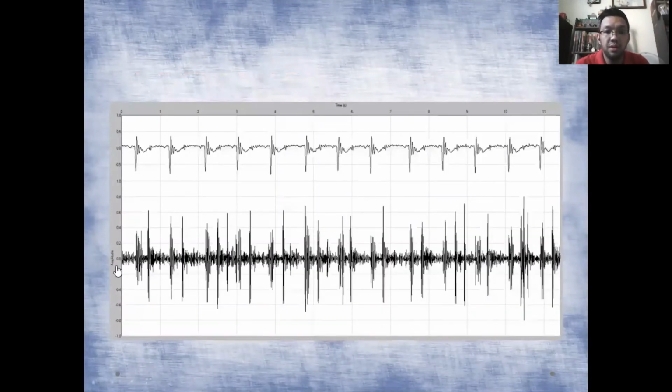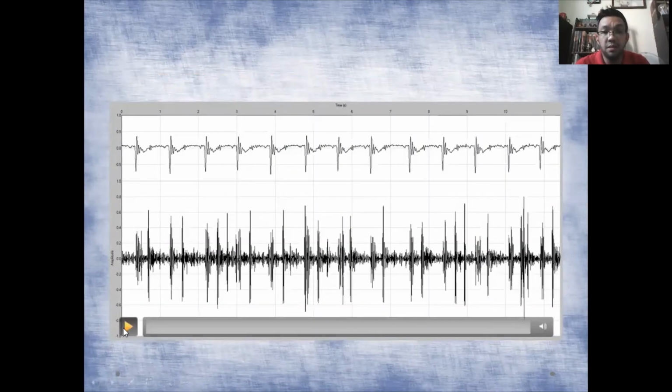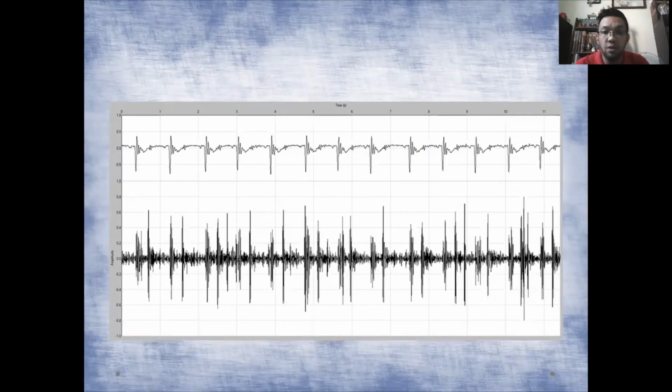So this is the sound of a heart that has a friction rub, pericardial friction rub.